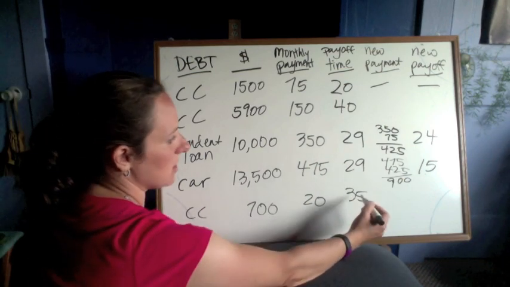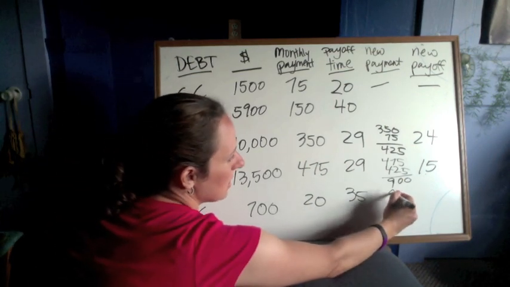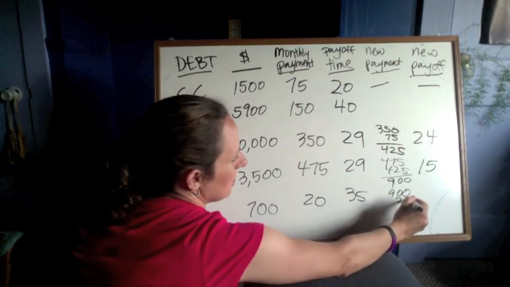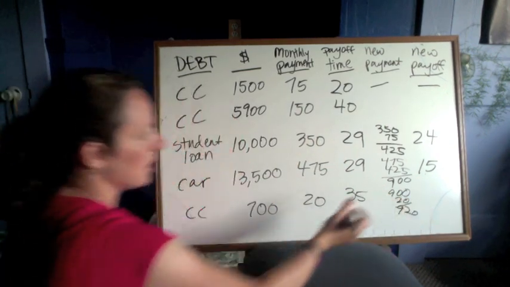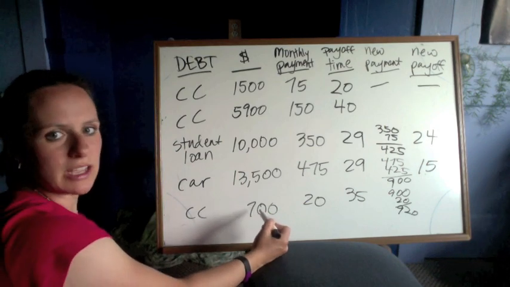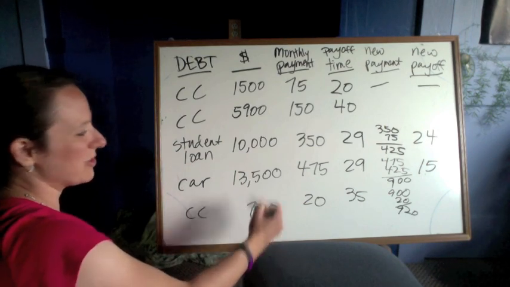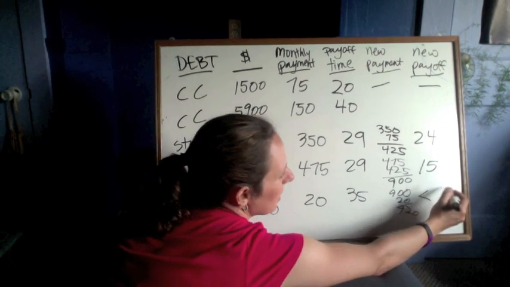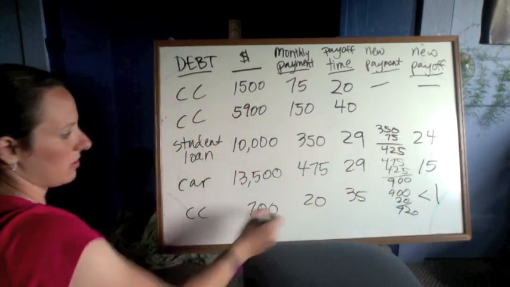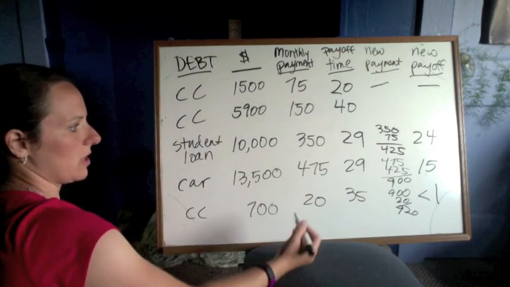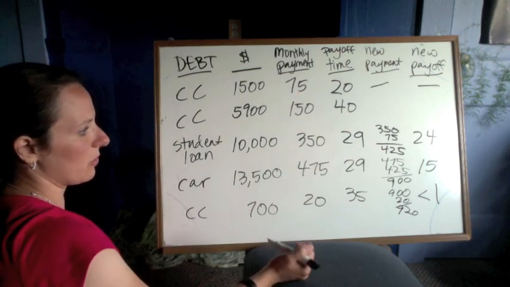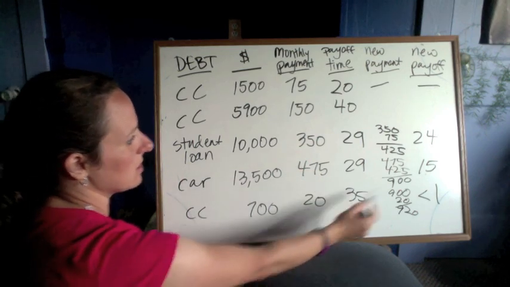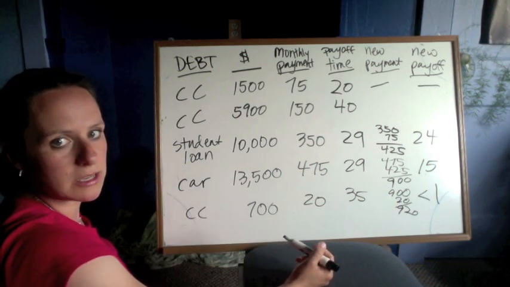Now you go to the next lowest number, which would be right here. You would take the 900 from here. Your monthly payment is 20, so 920 here. But look, the payment's only 700, which would even be less than that at this point. So it would take less than 1 month to pay that one off. So now you went from a payoff time of 35 months to less than 1 month.